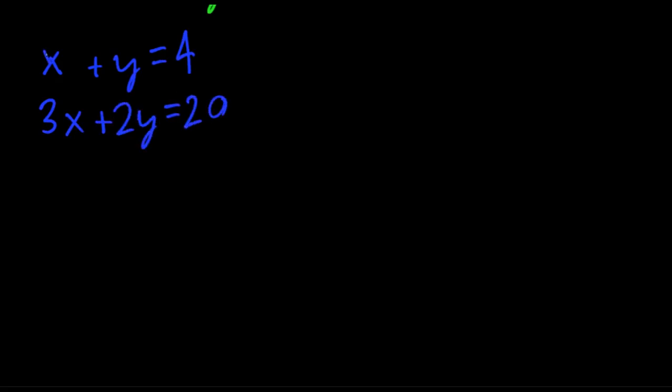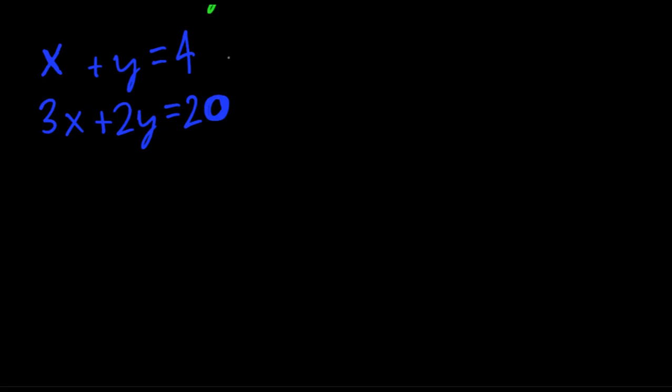Let's take another example. So we have x plus y is equal to 4, and 3x plus 2y is equal to 20. Okay, so what substitution means is that we can get either x or y in terms of x or y. So we can get x in terms of y or y in terms of x, and then we'll plug that into the other expression and we can solve for the variable. So here's what I mean.